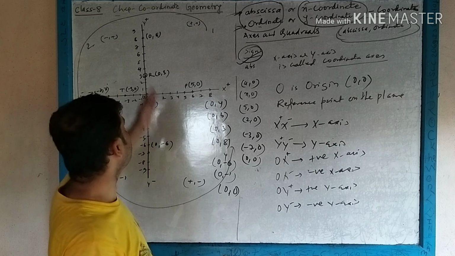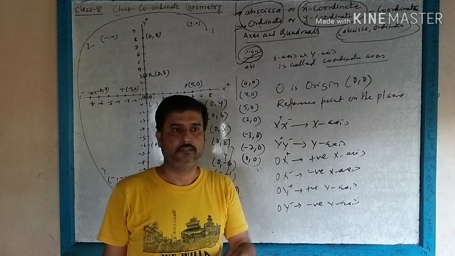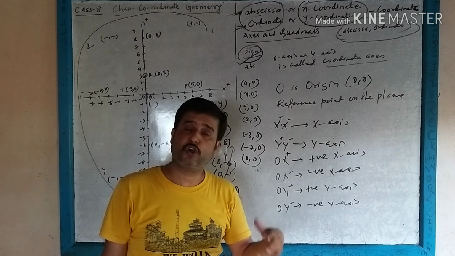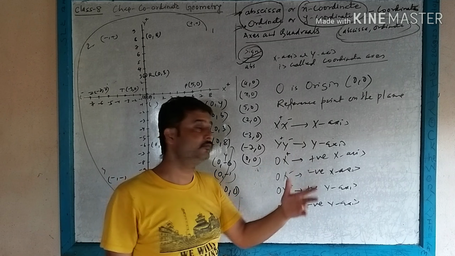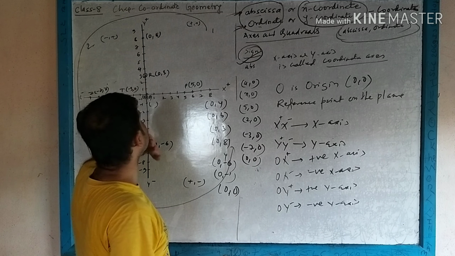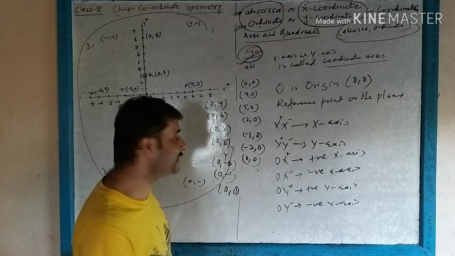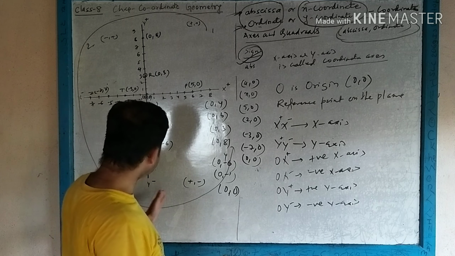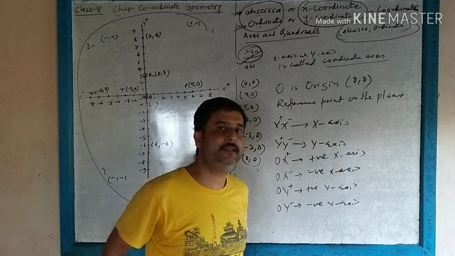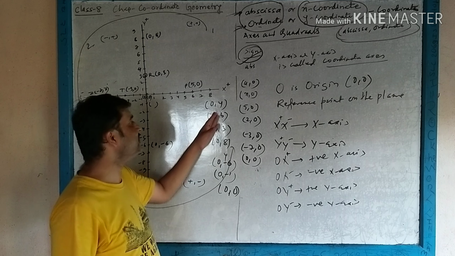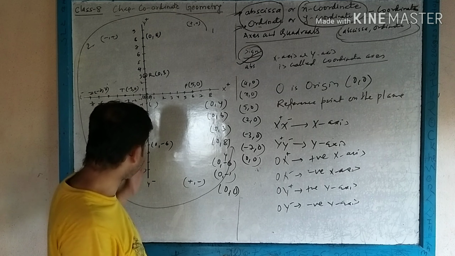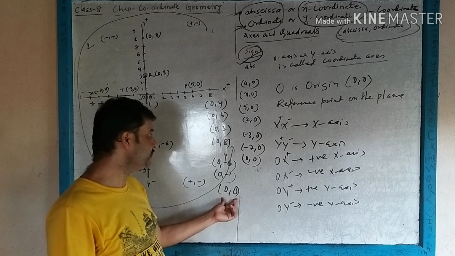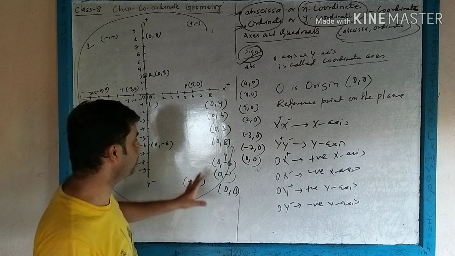Similarly, any point on the y-axis is 0 comma y. If the value of y is positive, the point lies on the positive y-axis, for example 0 comma 1, 0 comma 2, 0 comma 3, 0 comma 4, 0 comma 5. If the value of y is negative, then 0 comma minus 1, 0 comma minus 2, 0 comma minus 3, 0 comma minus 4, it will lie on the negative y-axis. If the value of y is 0, then it is the origin, which lies on both the x-axis and the y-axis.